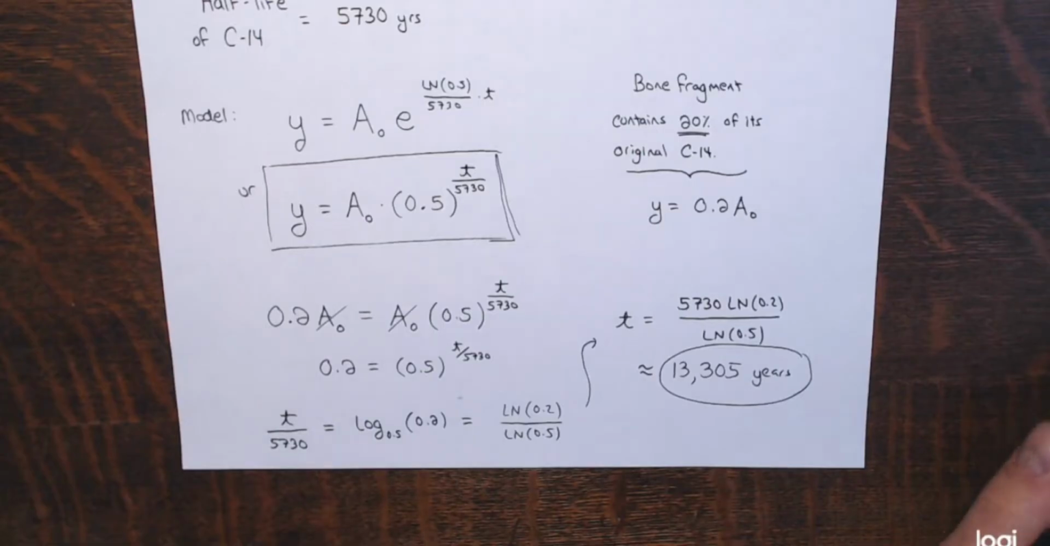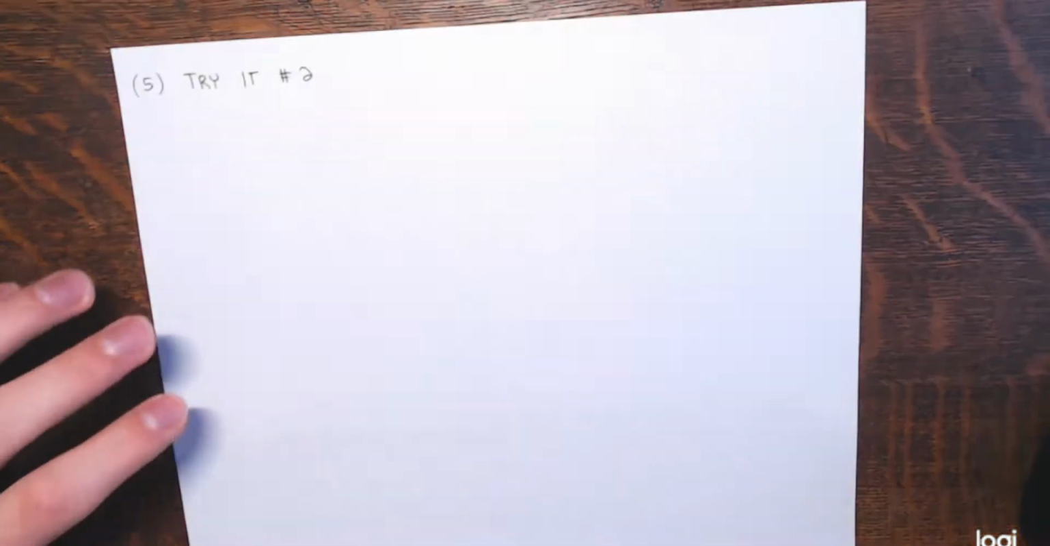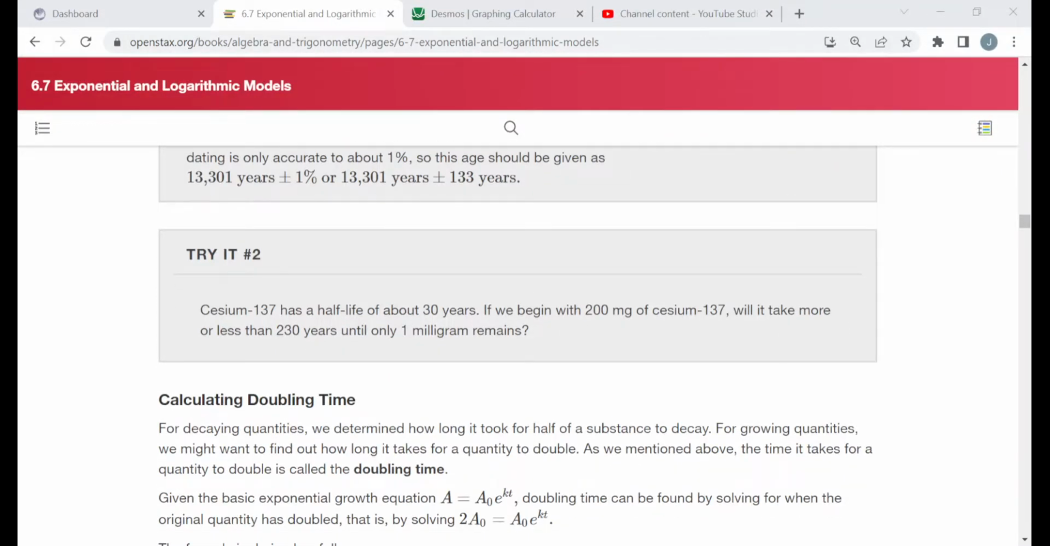All right, so next, I would like to do the try it number 2 problem. Probably the one right after that. So it's the very same thing. Cesium-137, a radioactive isotope of cesium, has a half-life of about 30 years. If we begin with 200 milligrams of cesium, will it take more or less than 230 years until only 1 milligram remains?